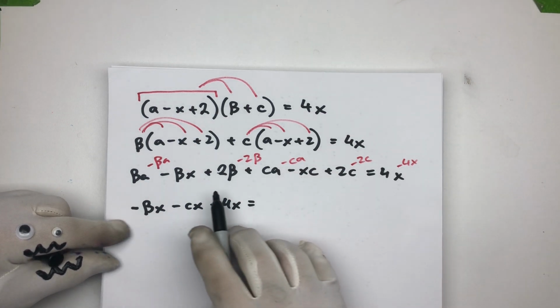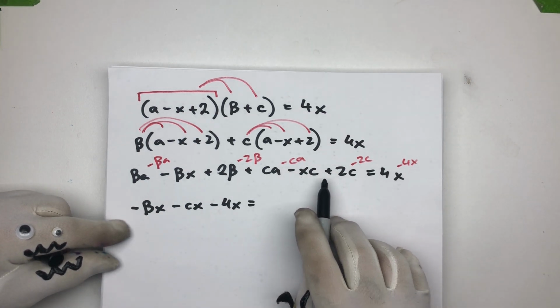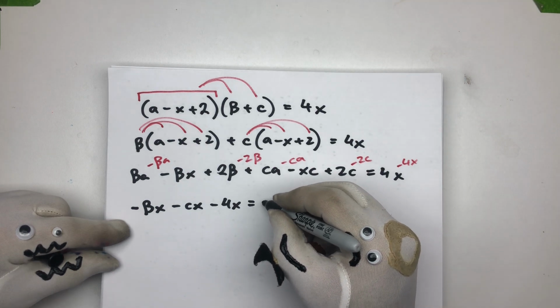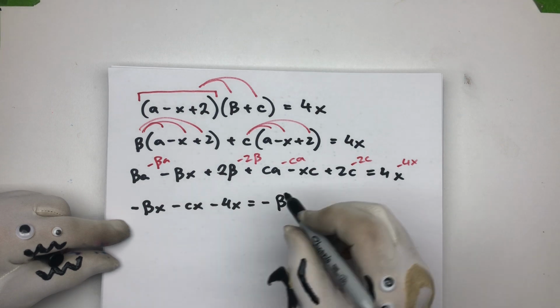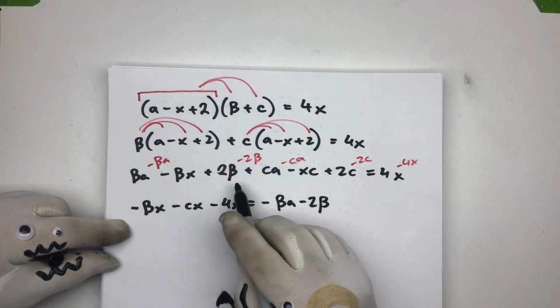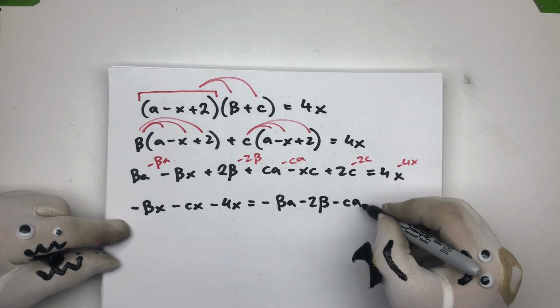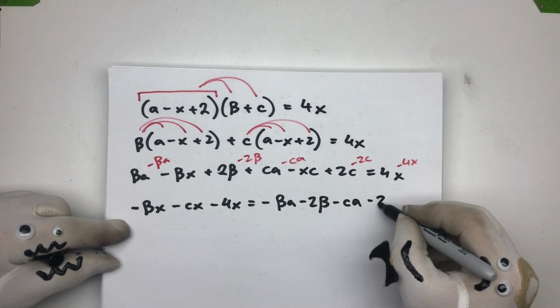On this side, I would like to start off with a positive. I don't. They're all negative. That's crazy. Okay, so minus beta a. This guy goes over, so minus 2 beta, and then minus ca, and then minus 2c.